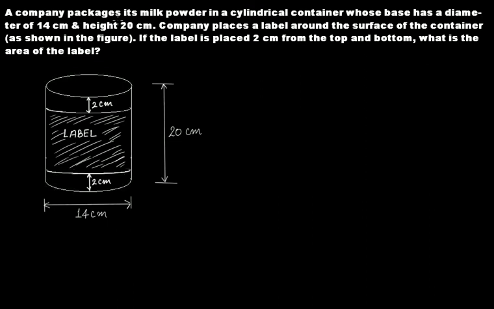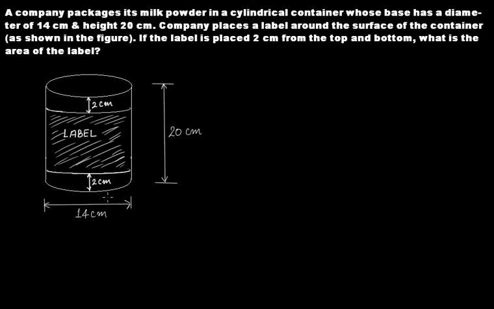A company packages its milk powder in a cylindrical container whose base has a diameter of 14 centimeter and height 20 centimeter. The company places a label around the surface of the container as shown in the figure. If the label is placed 2 centimeter from the top and bottom, what is the area of the label? Okay, so this is your container, in which the company packages the milk powder.